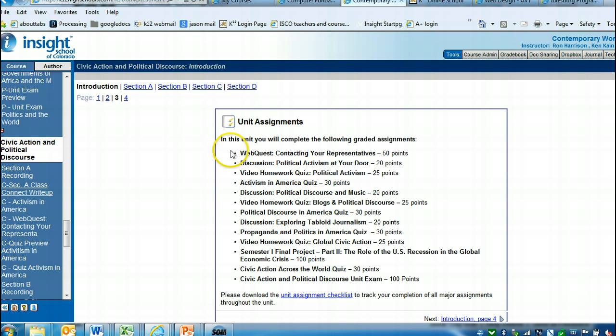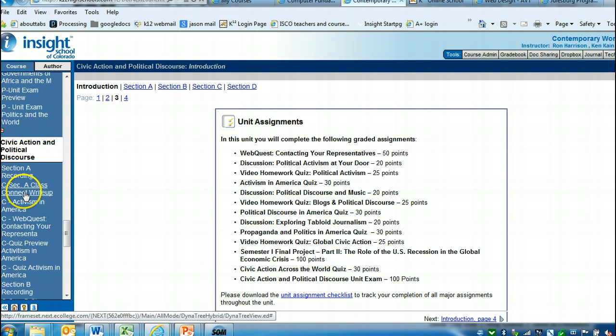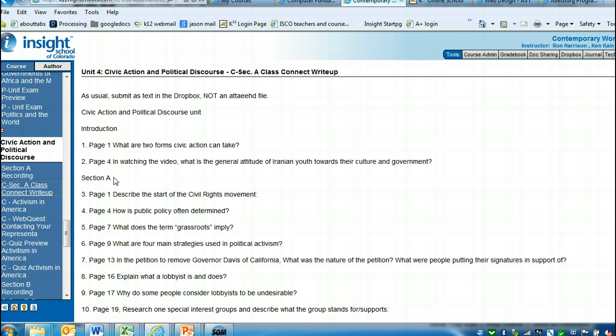Okay, page 4. Remember, of course, these assignments are not what we're doing. Go to the grade book to look at specific assignments.